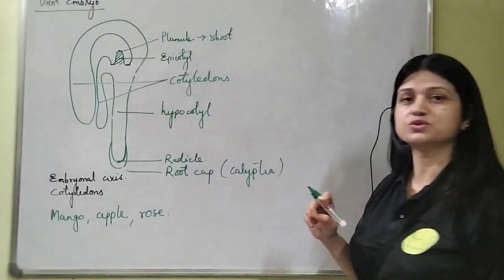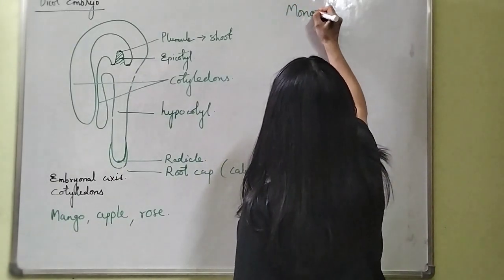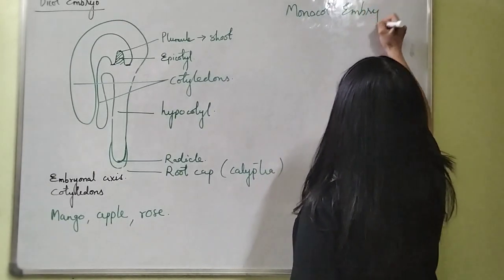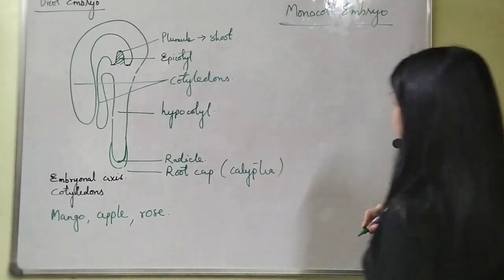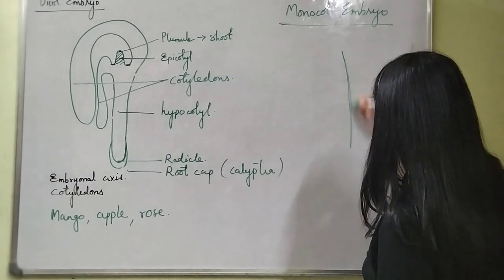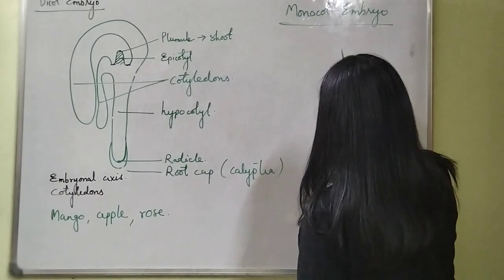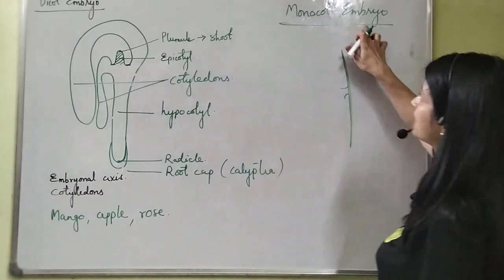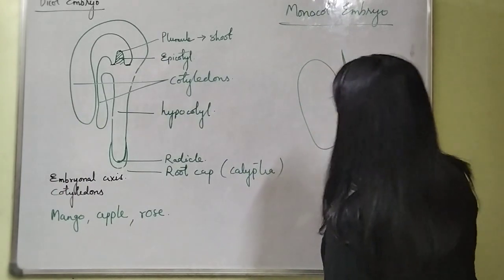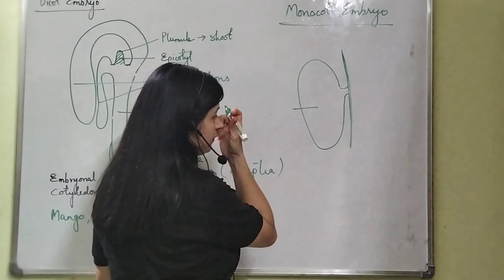Now we will see the structure of monocot embryo. Just see here, monocot embryo. First of all, here also we will draw an embryonal axis. Suppose this is the embryonal axis. And here we have, because it is monocot embryo, so we will have one cotyledon. This is the cotyledon. Clear? So I am writing, it will have only one cotyledon.